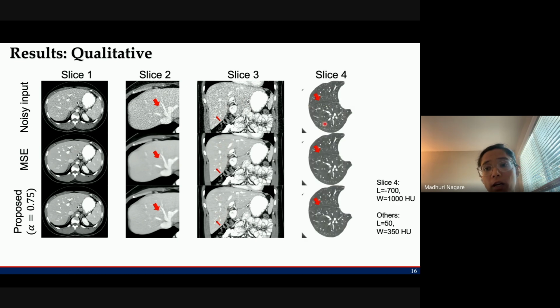These are the lung images. You can see that this is a lung fissure, and it is completely lost in MSE, and we could recover it to some extent with the bias reducing loss function. These features look very small to us, but for radiologists, these are very important, and they need to have every minute detail in the images to reliably diagnose the conditions.